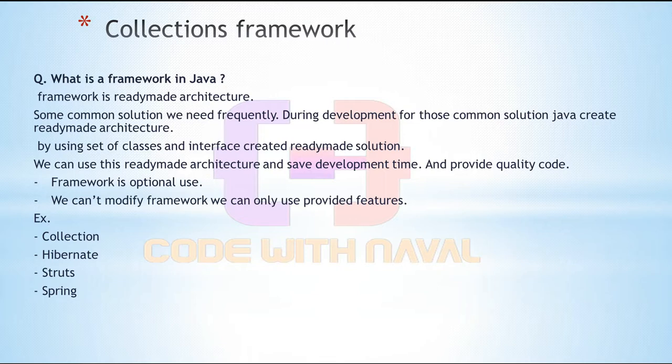Because everyone is looking for these solutions, Java created code for these common solutions, and that code is called a framework. We can use that framework to reduce our workload. Java uses a set of classes and interfaces to create a ready-made solution. We can use this ready-made architecture, save development time, and provide quality code.